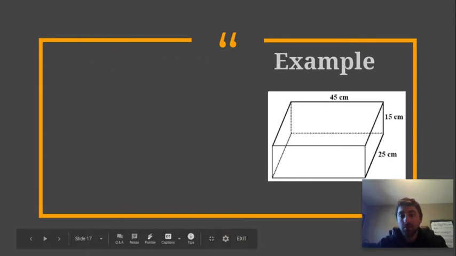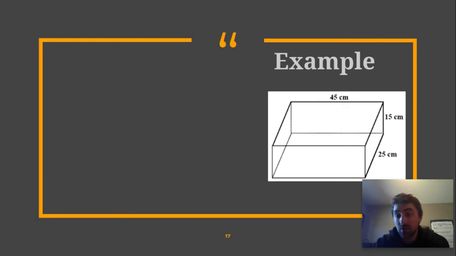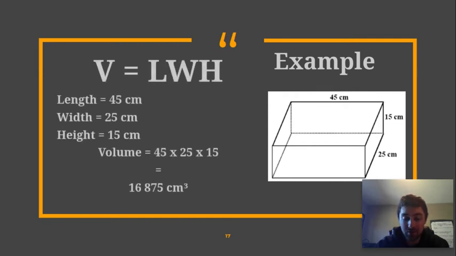So an example here, we have our given measurements. We have a length of 45 centimeters, a width of 25 centimeters, and a height of 15 centimeters. So we multiply 45 by 25 by 15, and that gives us a volume of 16,875 centimeters cubed. Because we took our length, our width, and our height.